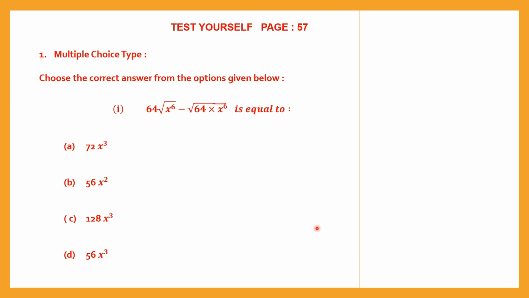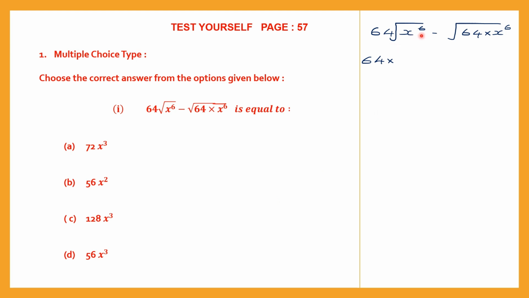So, let's write down this question first. So, here we have 64 root x to the power of 6 minus the root of 64 into x to the power of 6. Now, this 64, let's begin with this here. This we're going to write as it is. So, that is 64 into. Now, this root x to the power of 6.